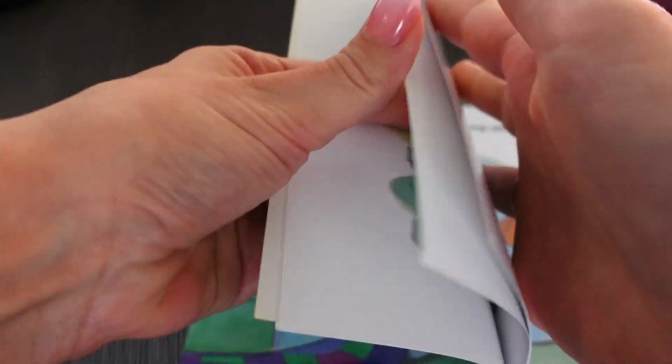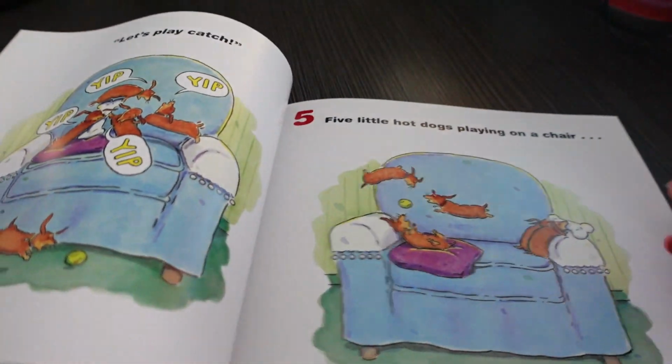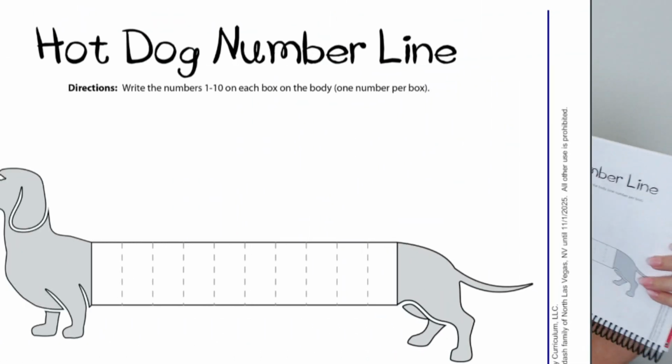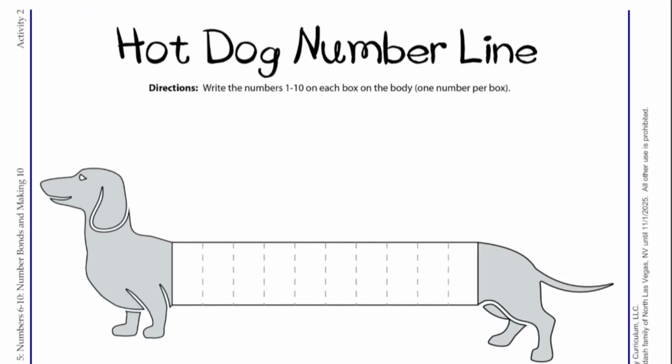It counts down to 10 hot dogs. So we're going through all the little numbers of the book. Then your child's going to start working on activity 1, which is in their student workbook. This is the hot dog number line. I really like that the activity is matched up with the theme of the book. I think that is super cute.